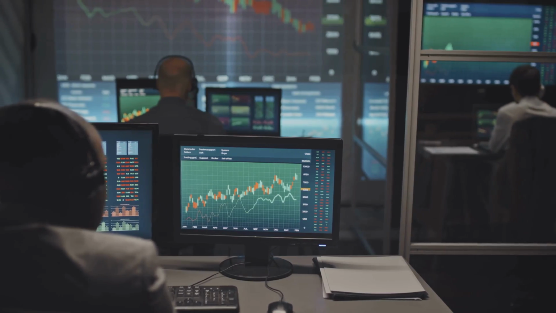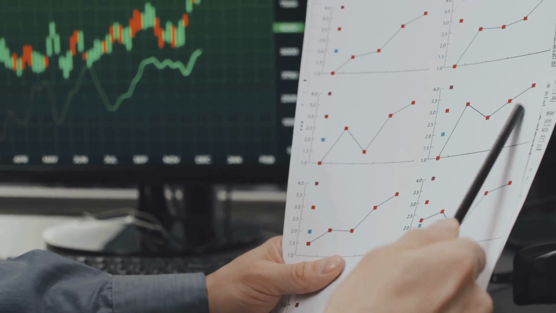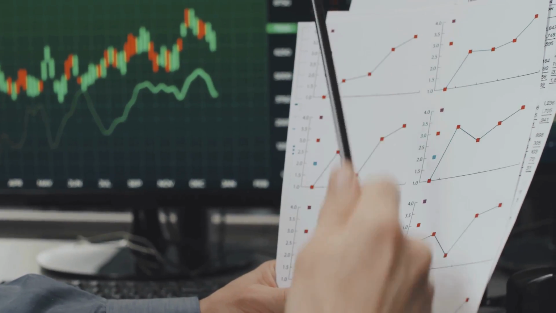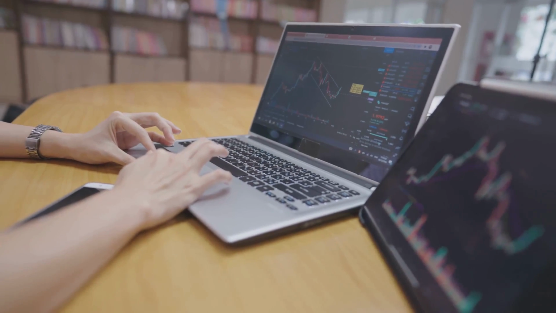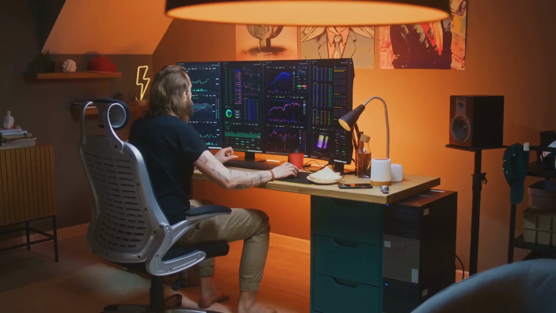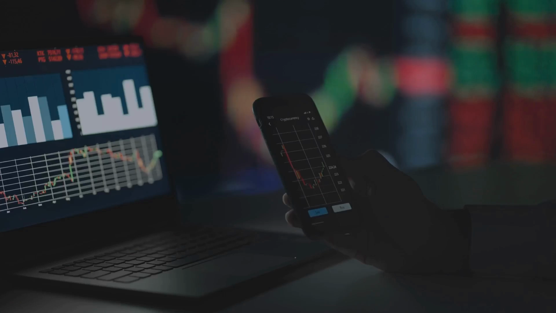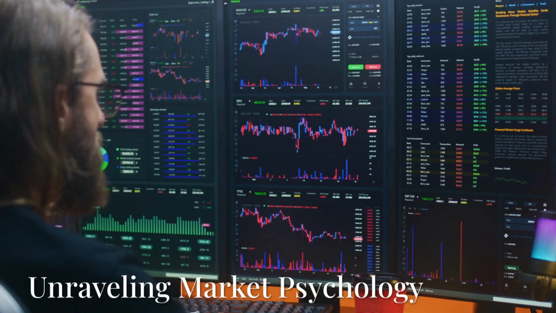By identifying trends, patterns, and potential reversals, technical analysis helps us time our entries and exits more effectively. It provides us with objective criteria for setting stop-loss orders to manage risk and take-profit orders to secure profits. Whether you're a day trader looking for quick profits or a long-term investor seeking sustained growth, technical analysis is an invaluable skill that can significantly enhance your trading performance.